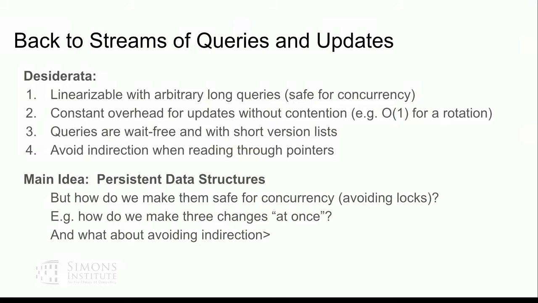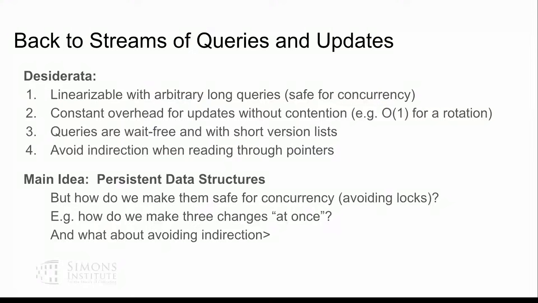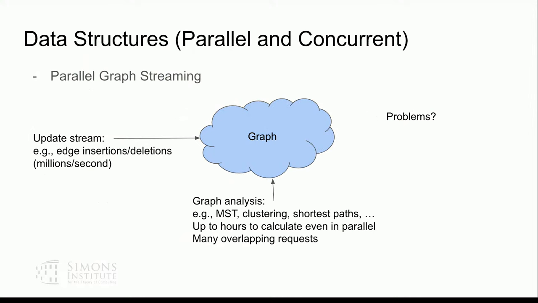Okay. And so the main idea here is we're going to use persistent data structures. How do we make them safe for concurrency? There are two main ideas here. One is to use copying and timestamp helping, and I'm only going to have time to very briefly talk about the idea of partial copying. The issue, getting back to the rotation, is that we had to make three changes, and we want to make it look atomic. Remember, we have to make it look like these updates are happening one at a time. We couldn't first change B's value, then F's value, and then D's value, because someone that came in would then see an inconsistent view. They all have to see a consistent view of the graph.